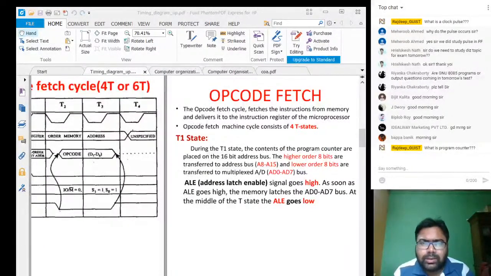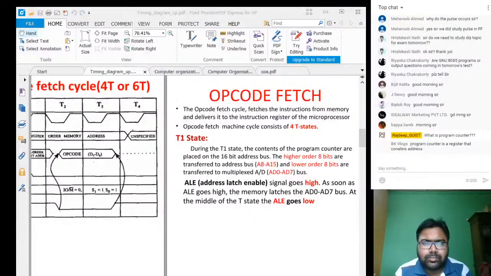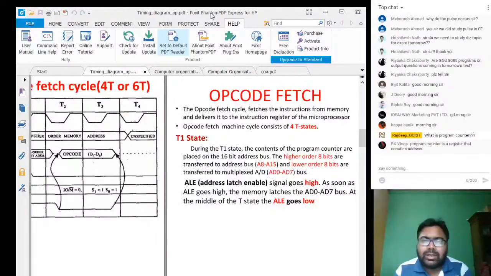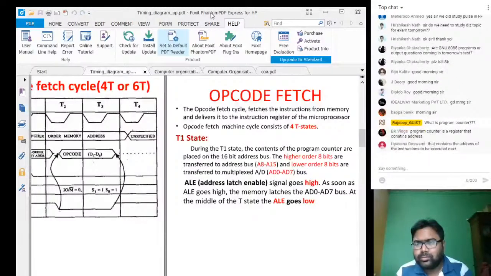What is a program counter? That contains an address. So which address does it contain? Yes, basically the next instruction, whatever is going to get executed, it is going to contain that particular address.